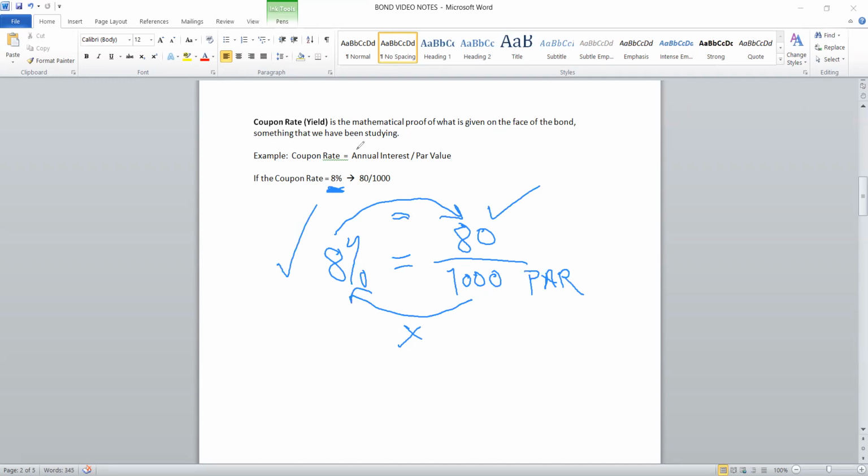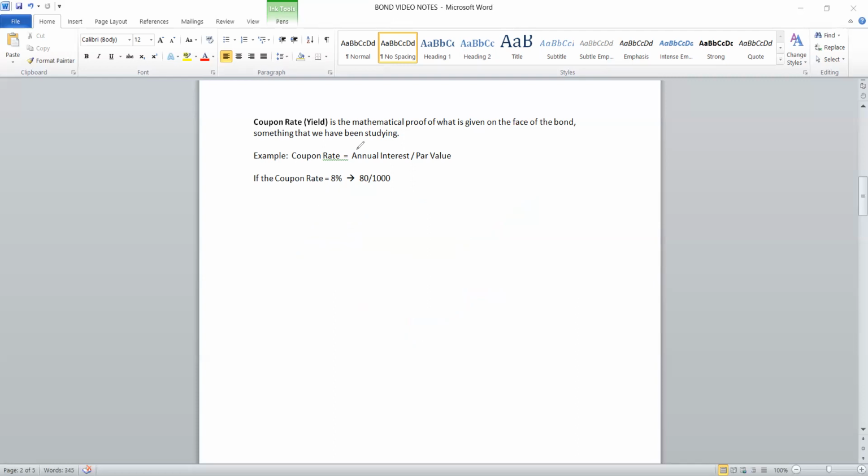Okay, so we got the picture. We see what's on the face of the bond. We understand this, so that's the idea of understanding this completely. And then the bond, and off it goes. It goes out into the market and starts trading, okay? And it starts moving up in price, and it moves down in price, and it moves up in price, and it moves down in price. This goes on.